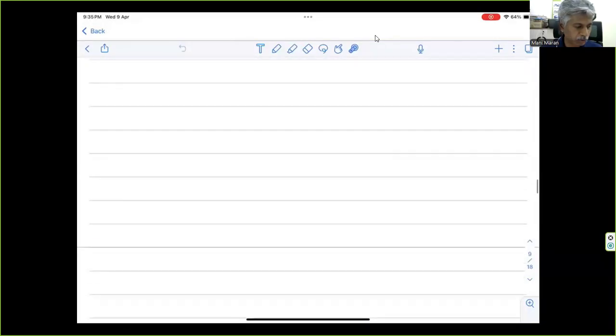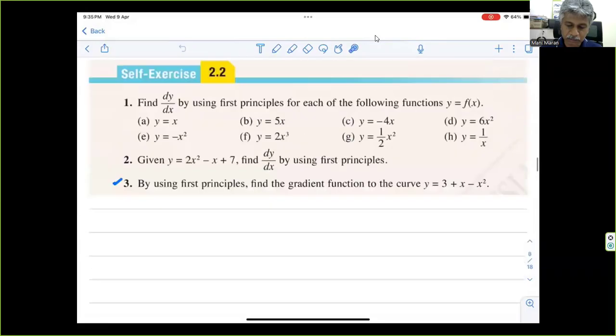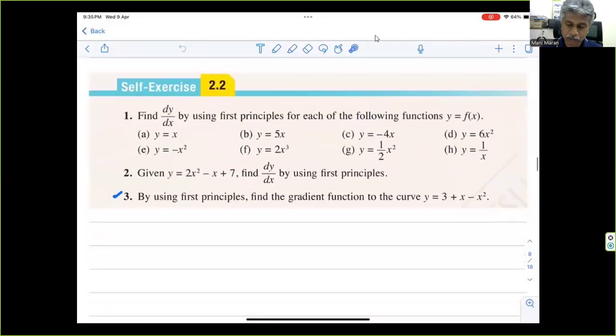So exercise, we are going to do 2.2. When you look at exercise 2.2, SE 2.2, question number 1. I'm going to do question number 1F for you, and then probably 1H. So I'm going to do F and H. There are so many other questions for you all to try.